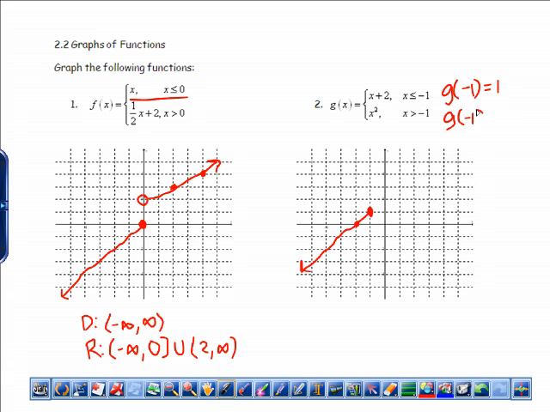Here we have g of -1. This time it also equals 1. These are the same two numbers, so even though this would be an open circle, there's already a point there, so I don't have to put an open circle.